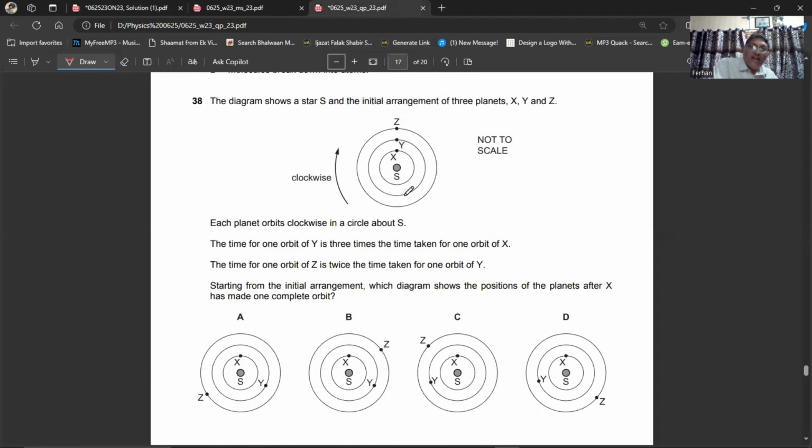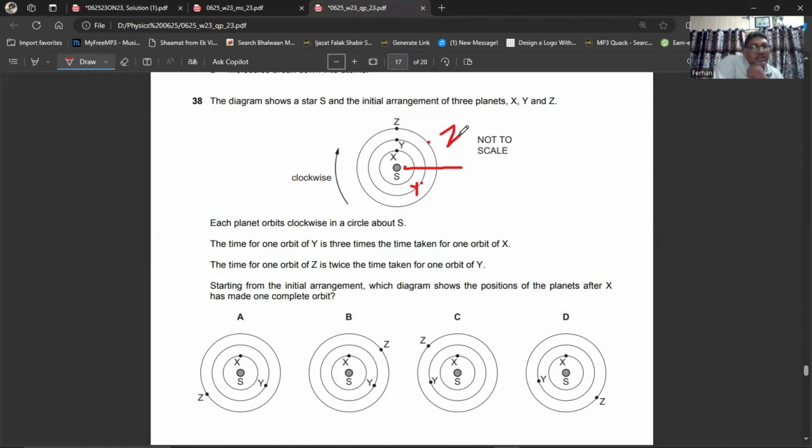So Y will move 120 degrees. So here it will be 90. Here this line shows 90 degrees. So I think Y will be here somewhere. And Z will cover 60 degrees, so Z will be here somewhere.